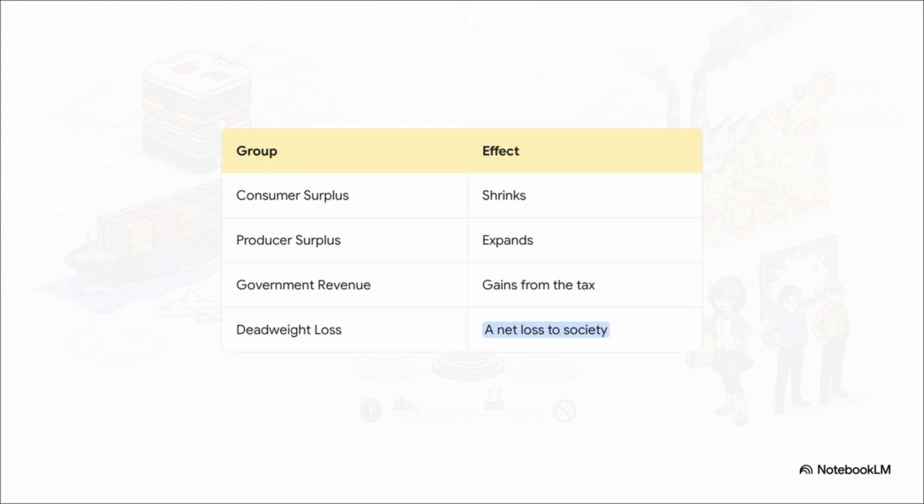But look at that last line. Dead weight loss. This is so important. This is the part of the economic pie that just vanishes. It's wealth that is destroyed because the tariff stops some people from buying shirts they otherwise would have, and it forces us to use our own less efficient factories. It's a net loss for everybody. Society as a whole ends up a little bit poorer.